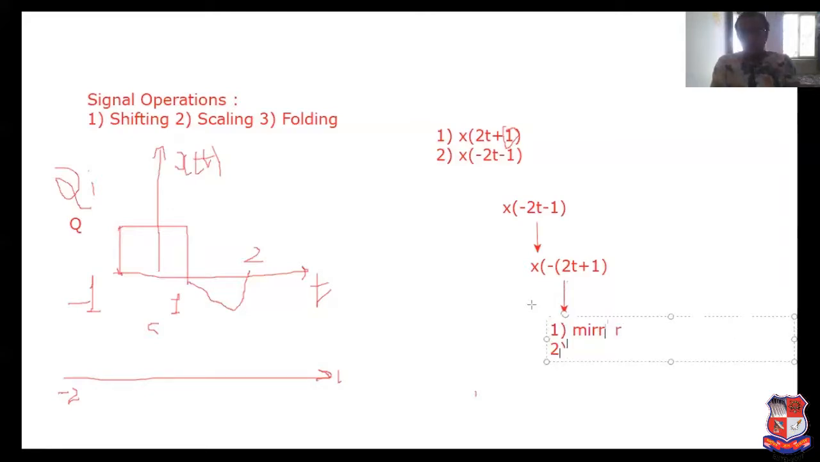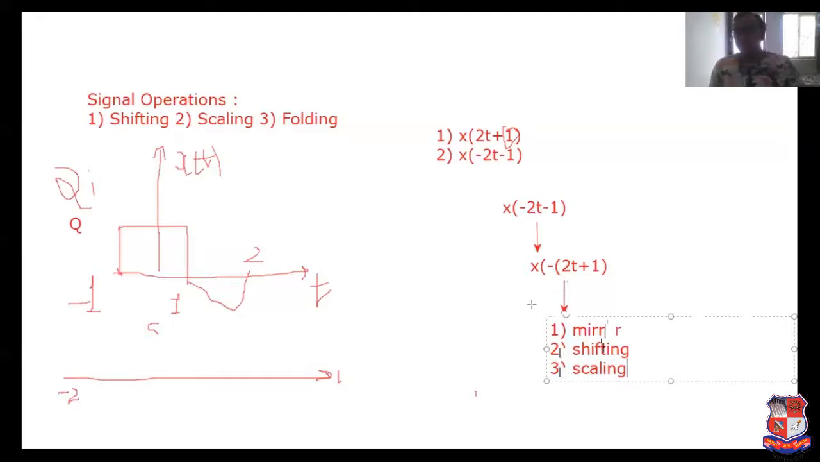Then we can apply shifting. Then we can apply how it is connected with live application. Suppose this is the video broadcasting, and if you want to mirror this image, first of all apply the folding operation, and then we shift the image from this location to this location like that.